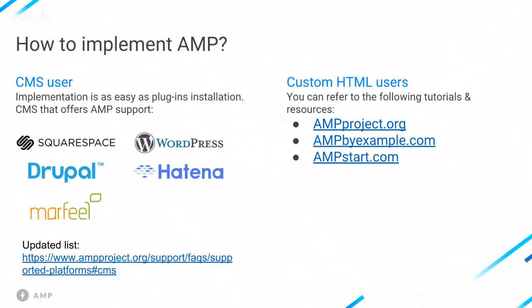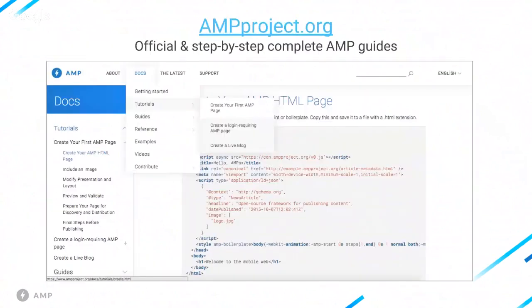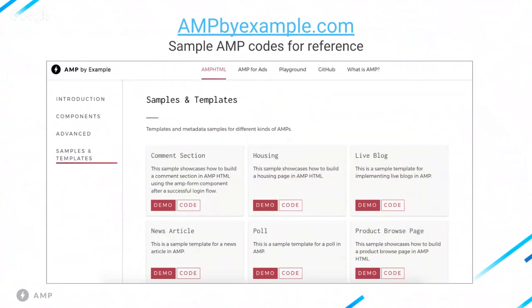For custom HTML users, don't worry. There are 3 resources that I want to share with you today. The first one is ampproject.org, the official site of AMP that provides you every single piece of information that you need, including step-by-step complete AMP guidance. We also have ampbyexample.com for those of you who want to quickly get sample code. For example, you want to get code for creating a comment section or poll section in AMP pages. You can quickly go to this website, grab the sample code, and see the demo of these features.